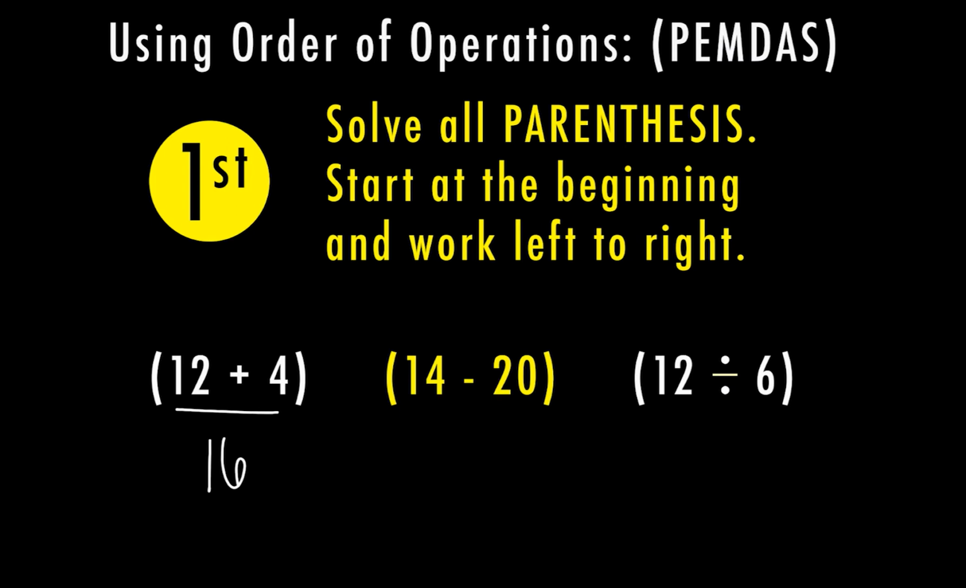The second one, I have 14 minus 20. Now we're dealing with integers, and so minus 20 is the same as plus a negative 20. So 14 minus 20, or 14 plus a negative 20, is going to equal a negative 6. We're going to find the difference and use the sign of the bigger number. For the third one here, we have 12 divided by 6. 12 divided by 6 is 2.